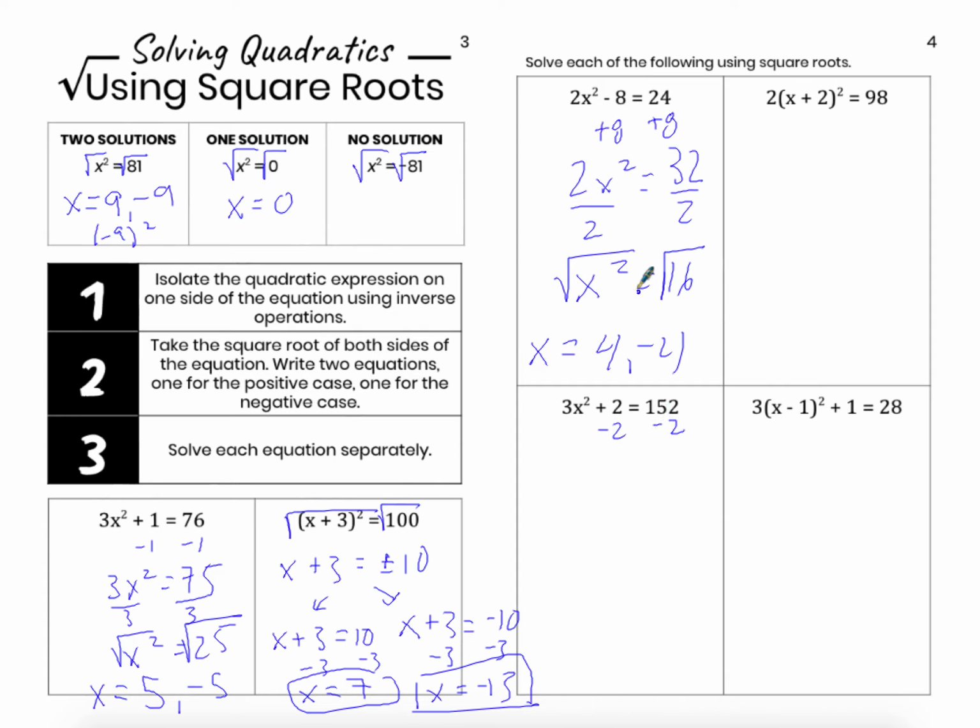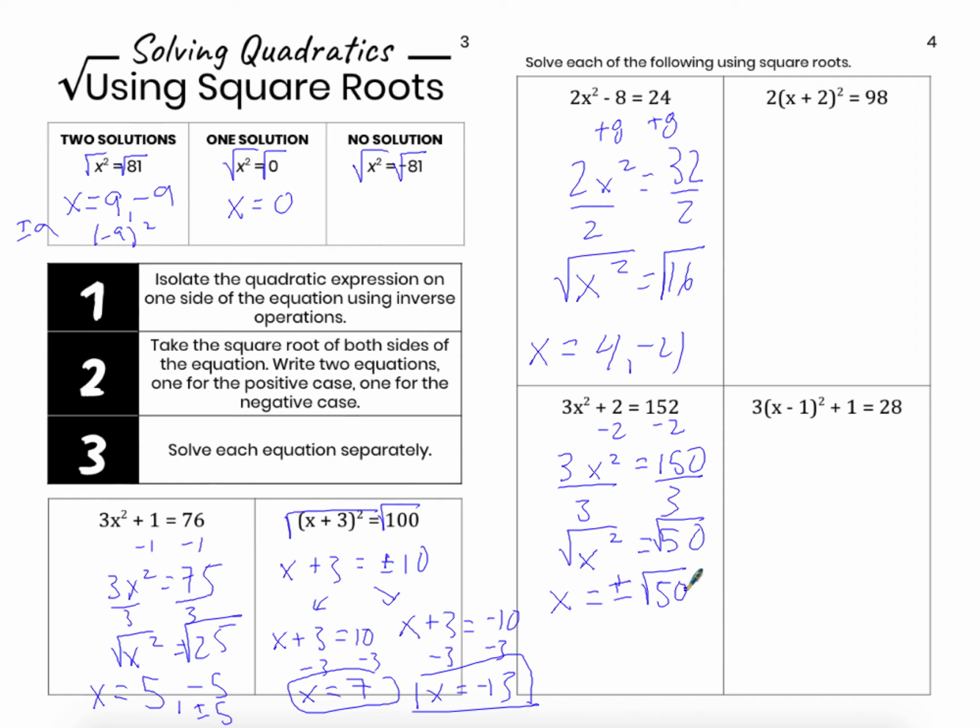Sometimes it will be the case that you will not end up with x squared equaling a perfect square. So after I subtract 2, I have 3x squared equals 150. When I divide 150 by 3, I get 50. 50 is not a perfect square. My solution is therefore x equals plus or minus the square root of 50. I could have written this as plus or minus 5, plus or minus 9. But that is not my fully simplified form.